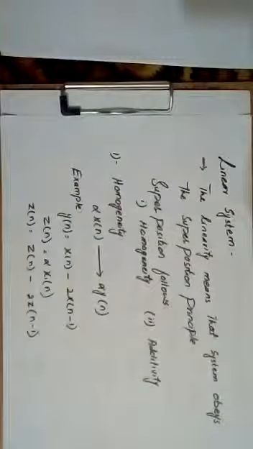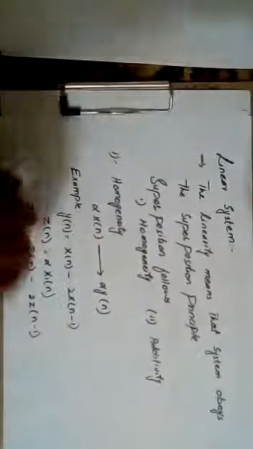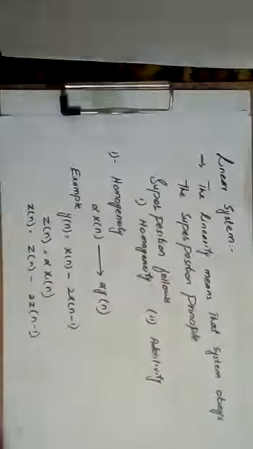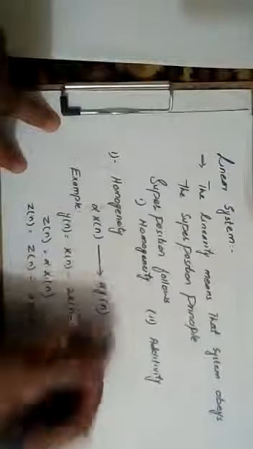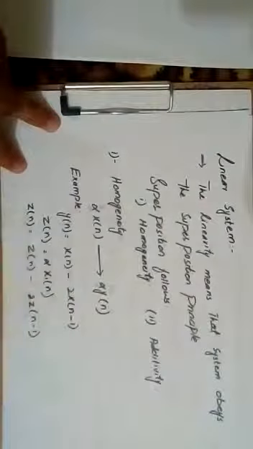The second type of system is the linear system. The concept of linearity links with the superposition principle. So linearity means that the system obeys the superposition principle. The superposition principle follows homogeneity and additivity. So what is homogeneity? Homogeneity is basically that if we multiply the input with some constant, like constant alpha, and the same coefficient is multiplied with the output, then the system becomes homogeneous.